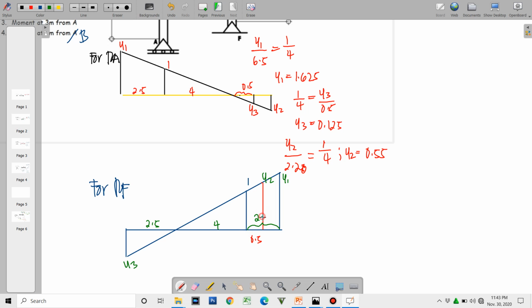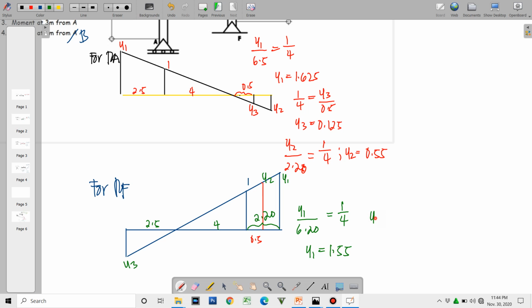Actually, this is 2.2. So here we have y1 is to 6.2 is equal to 1:4. So therefore y1 is equal to 1.55 or 6.2 all over 4.